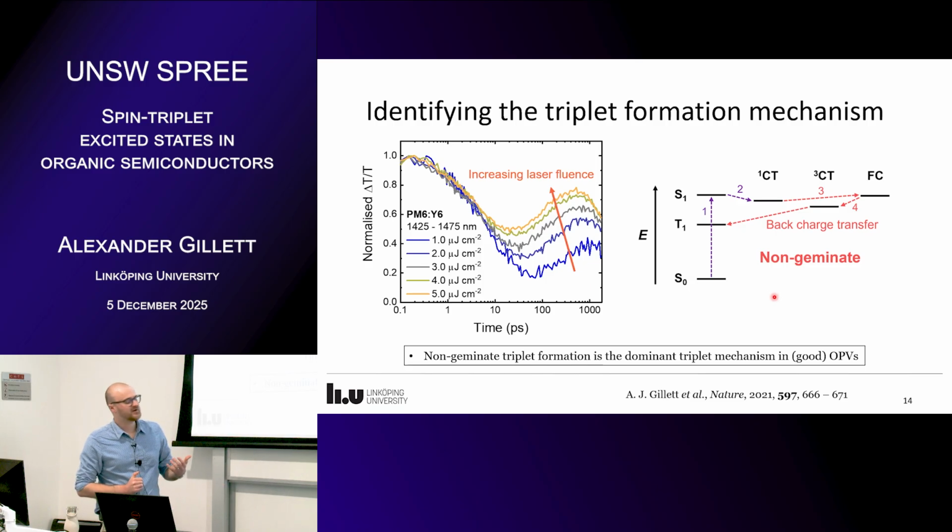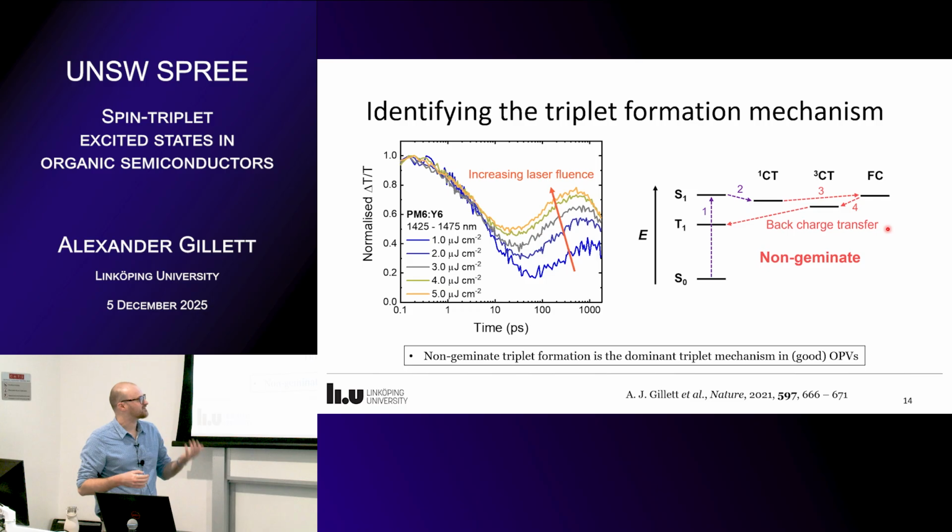And why this should be fluence dependent is because the harder you pump your material, the more free charges you create. And the increased free charge density in the film means they're more likely to bump into each other more quickly, and therefore more likely to recombine and make a triplet. So this fluence-dependent mechanism indicates a non-geminate process, and we found generally it is the dominant triplet formation mechanism in a good solar cell.